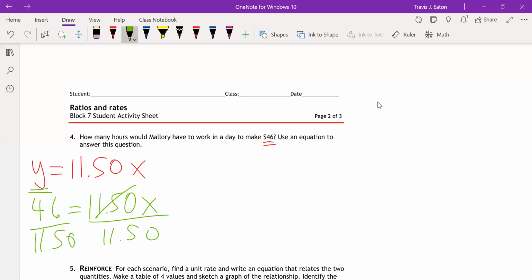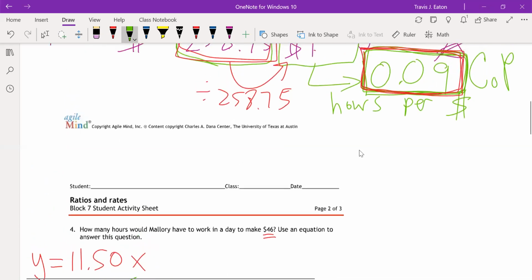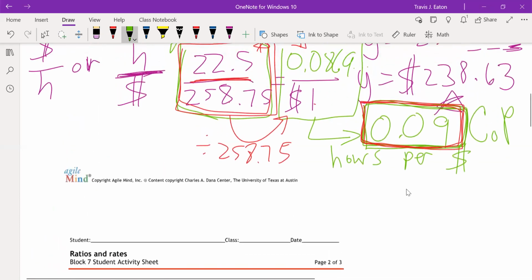Now, these two 1150s would cancel out, and 46 divided by 1150 equals 4. So X equals 4. Right? That's one way to take a look at this. But let's look at what we just figured out here, right? 0.09 would be the constant of proportionality for this other situation.